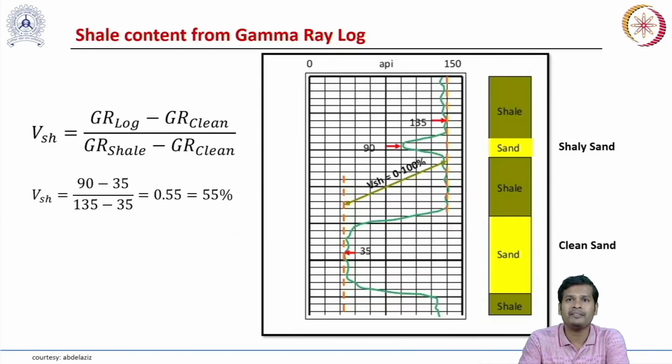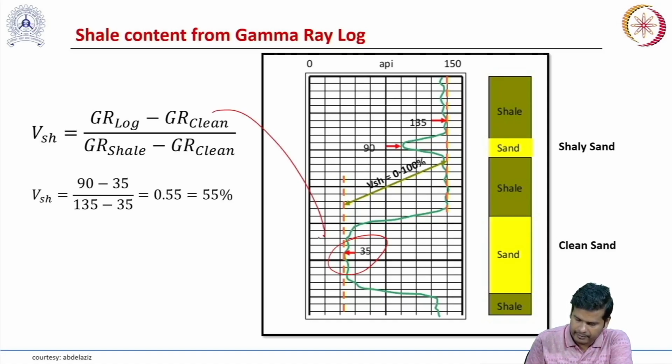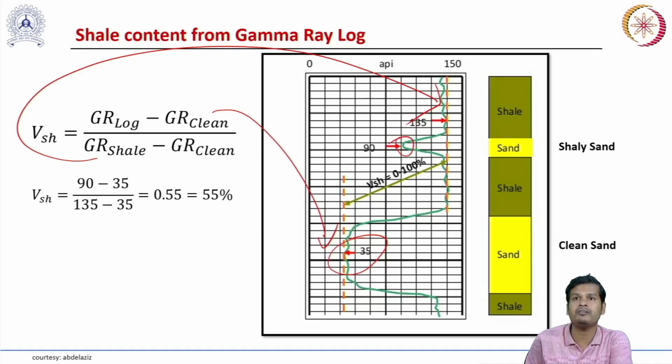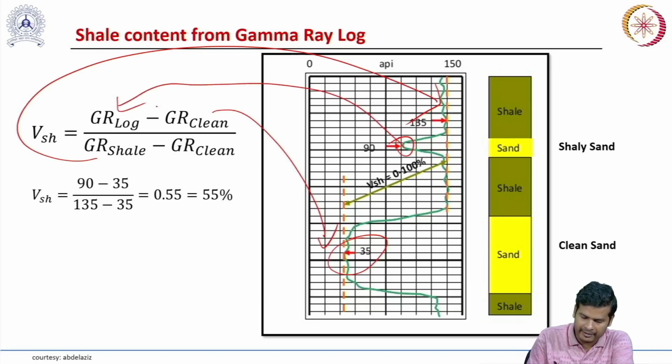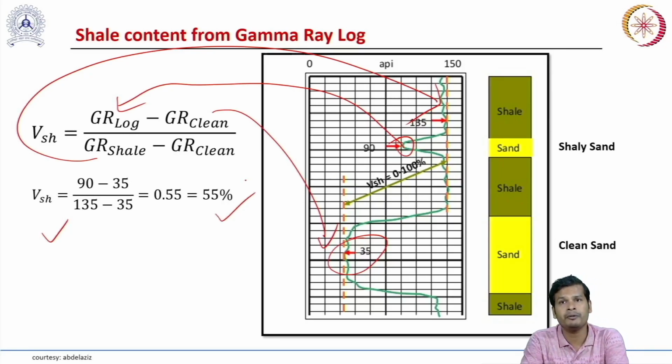For example, in this synthetic log, you can see the gamma ray for sand is 35, the gamma ray for shale is 135, and at this point I want to determine the shaliness. At this point the gamma ray log is 90. So the shaliness, VSH, is 90 minus 35 divided by 135 minus 35, which comes to around 55%.